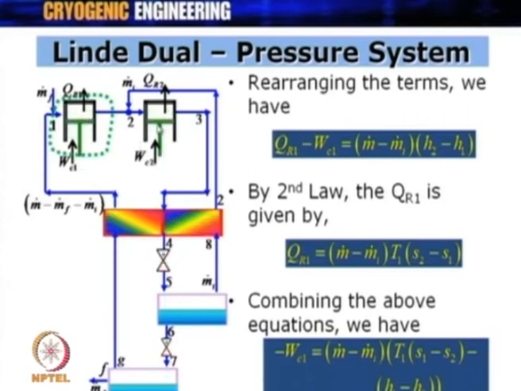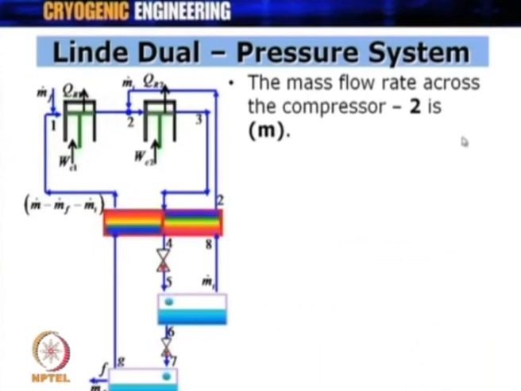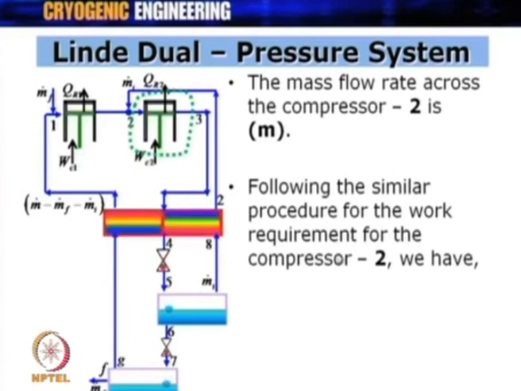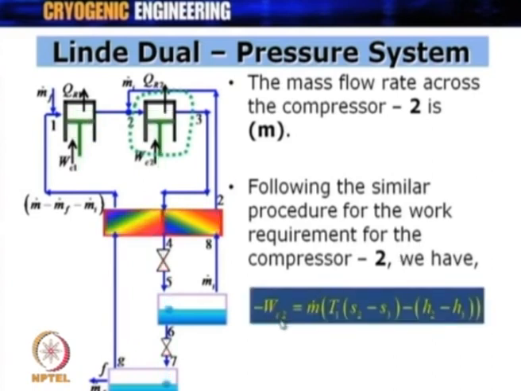If I go to the second compressor now, the flow rate through that is m dot. The second compressor has the full mass flow rate of m dot, and the corresponding values of entropies and enthalpy have to be taken into account. Following a similar procedure for the work requirement of compressor 2, we get minus WC2 equal to m dot into [T1 (S2 minus S3) minus (H2 minus H3)], because the WC2 compression process is happening across point 2 and point 3, and we are taking the entropies and enthalpies related to those points. So, this will form the work of compression for the second compressor.